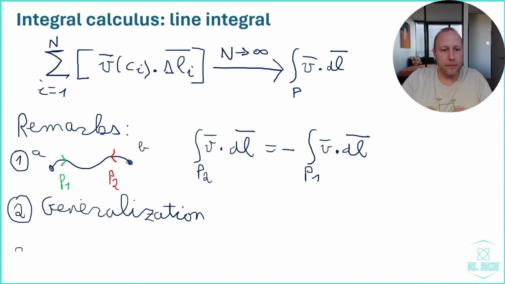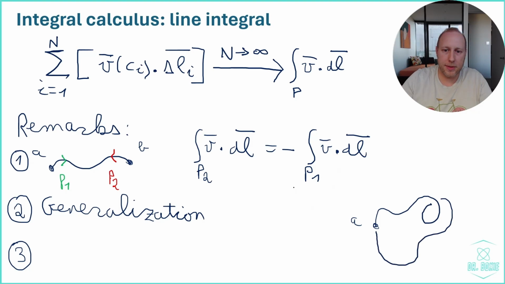And thirdly, if we consider a closed path, so for instance, think of the following path. Here is the point A, and we follow some curve, and it closes up on itself such that the point B is equal to the point A.